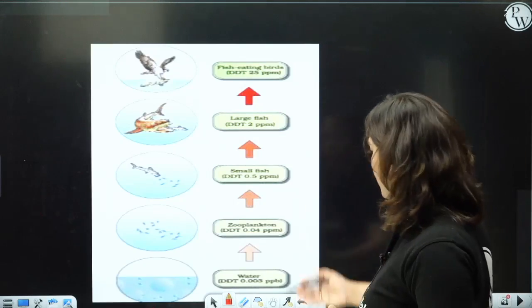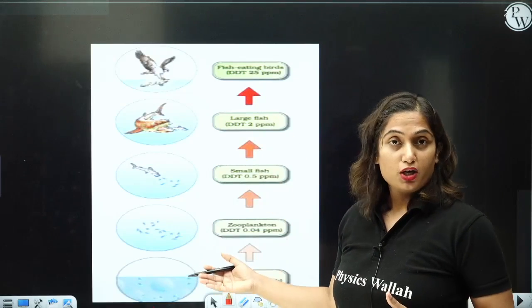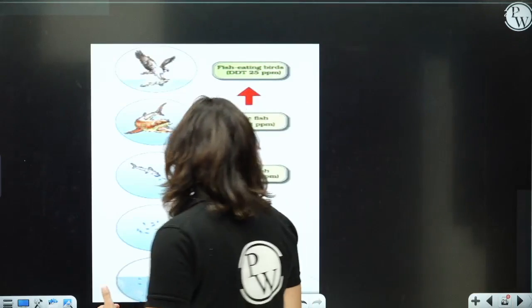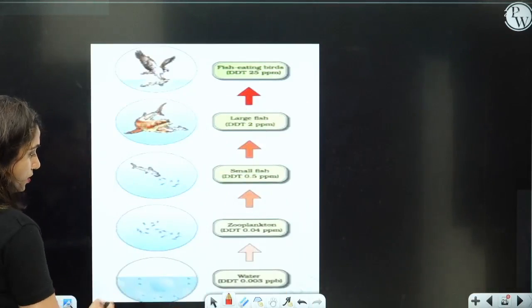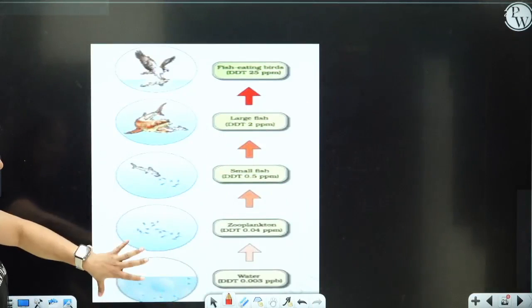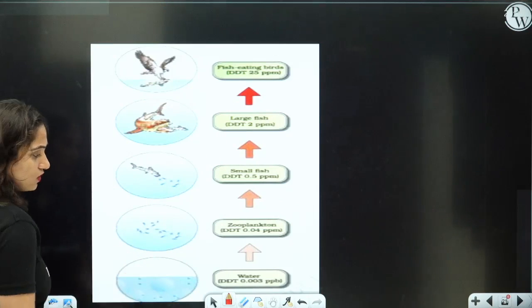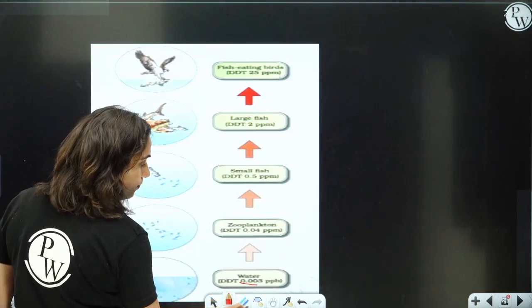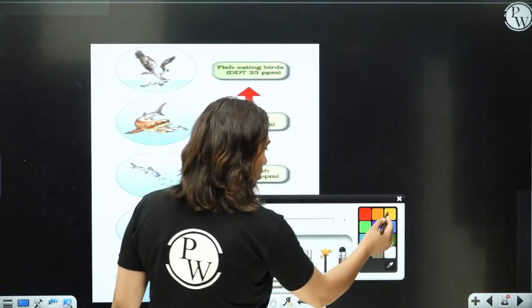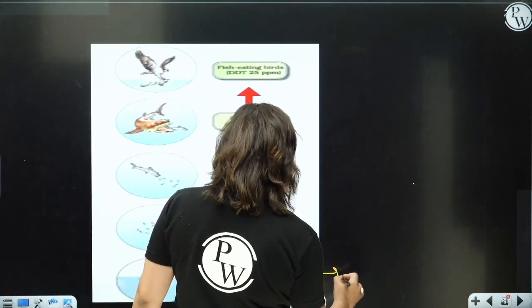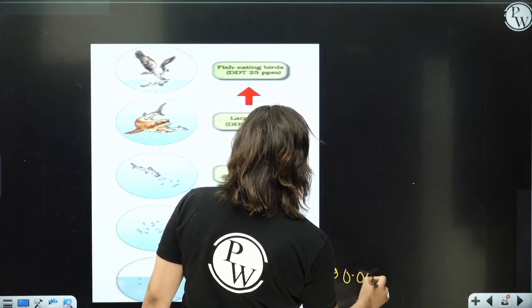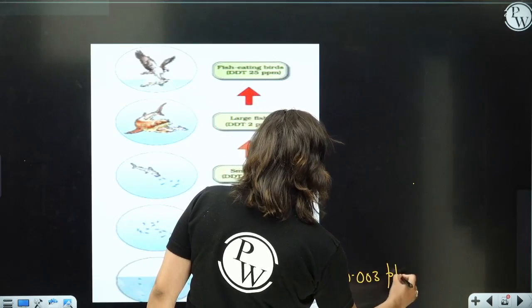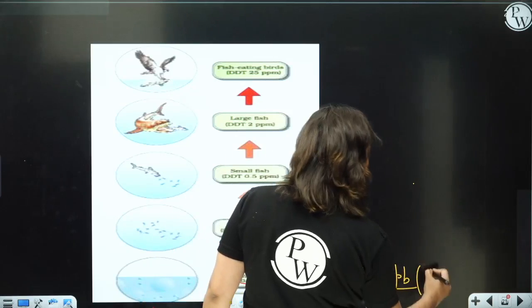Now this is the chart of biomagnification given in NCERT. Here you can see this is the water, right? Inside the water, the presence of DDT is 0.003 ppb. This is important to remember. ppb is parts per billion.